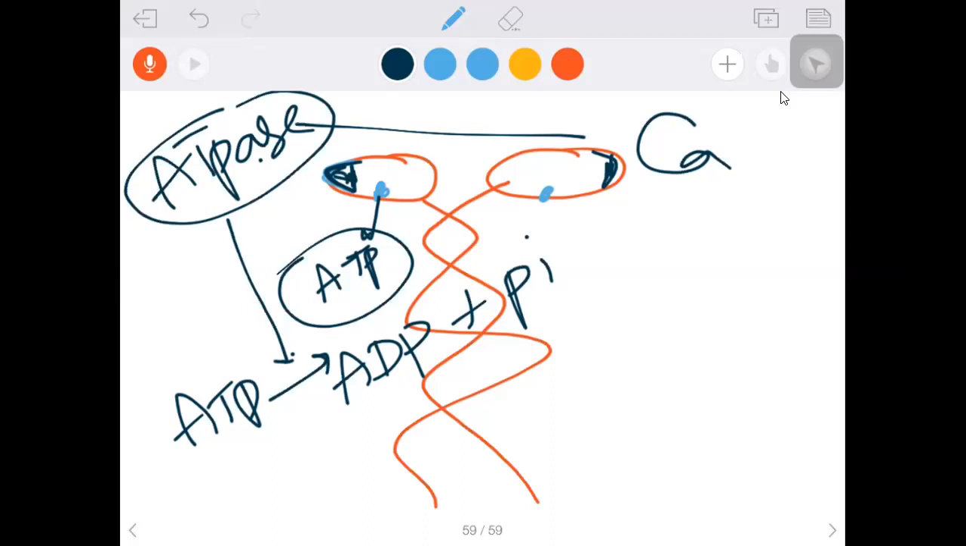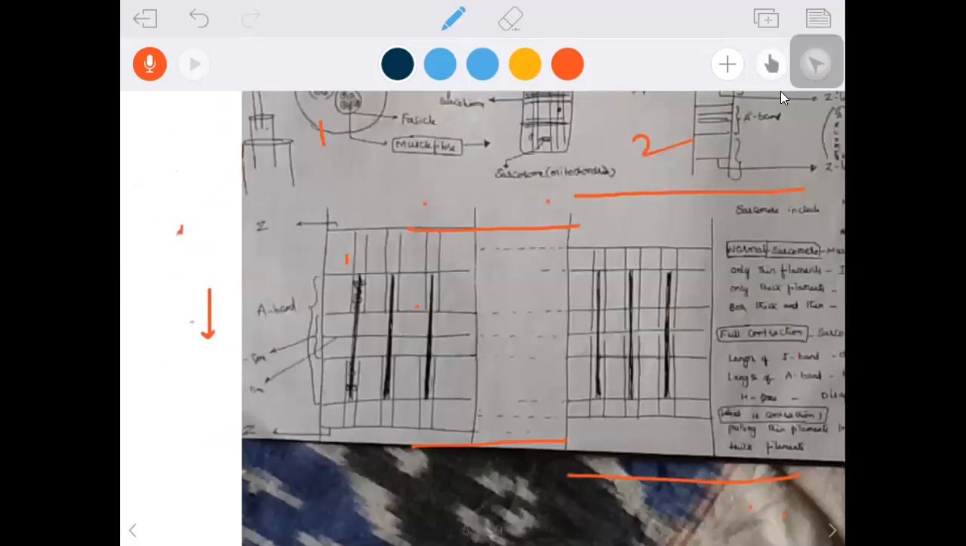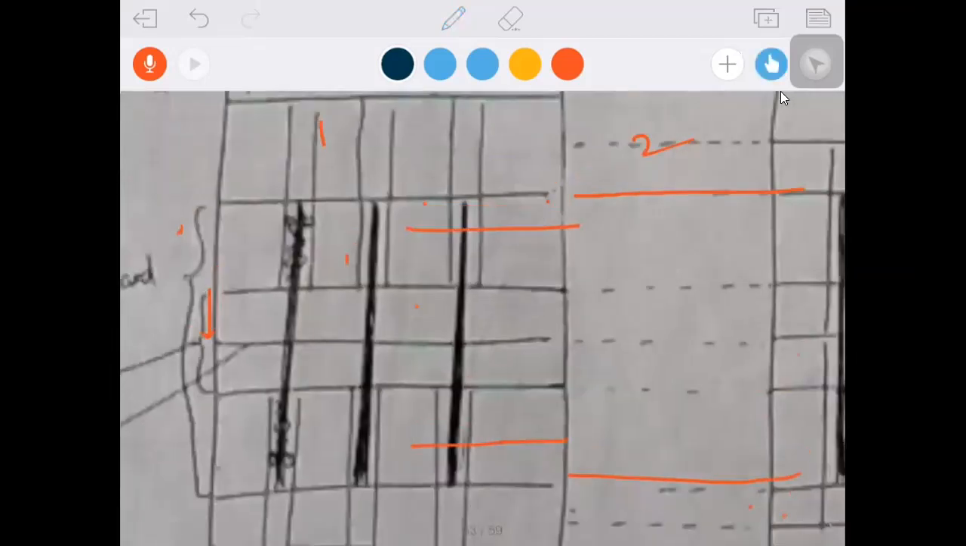Just combining these two will make the muscle contraction, and we need to see how the calcium ions came. Let me show this in the diagram. Let me clear the ink here. We just talked about this area, the actin in the form of F actin, like this.